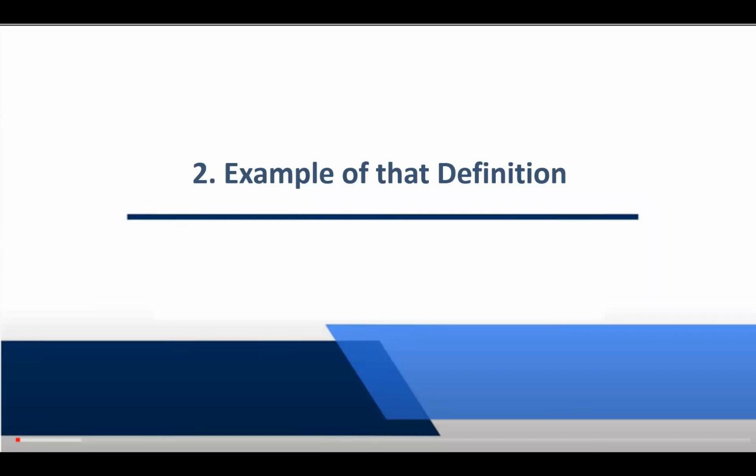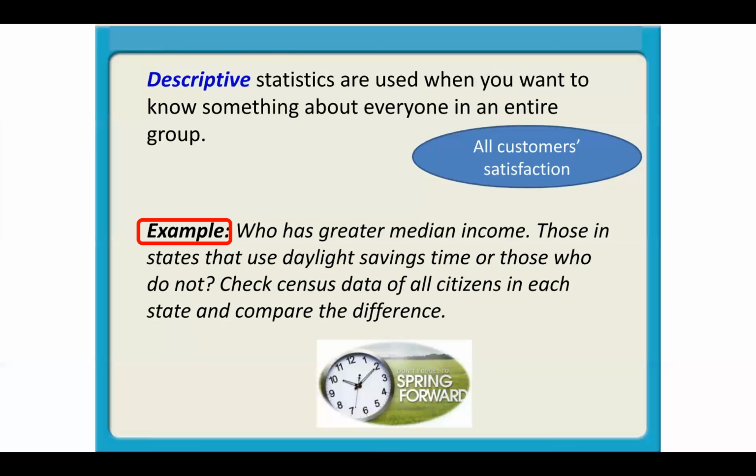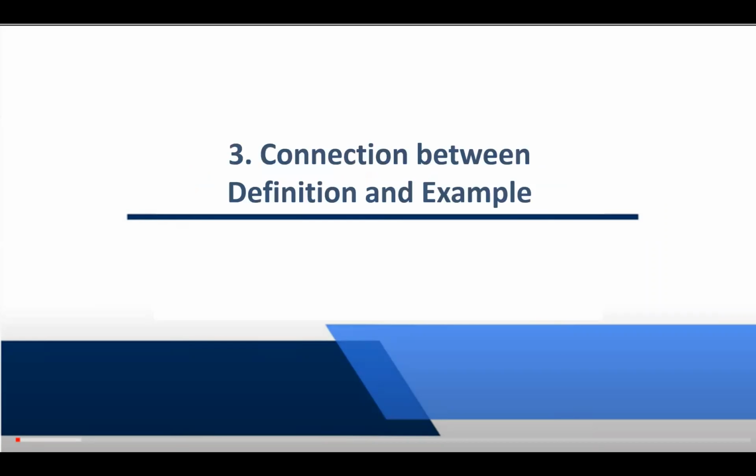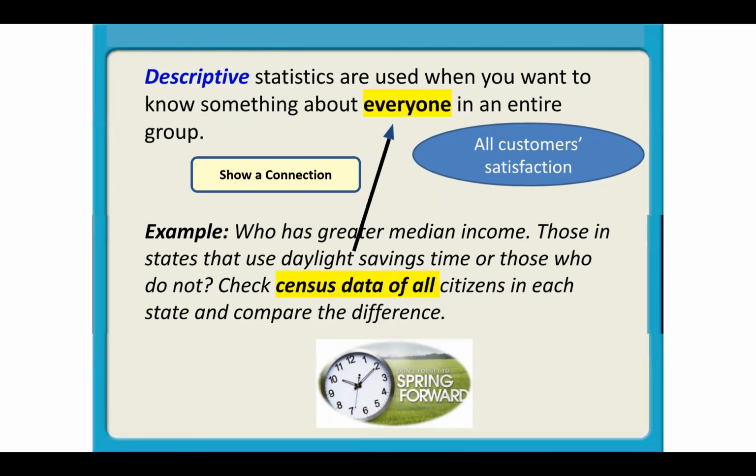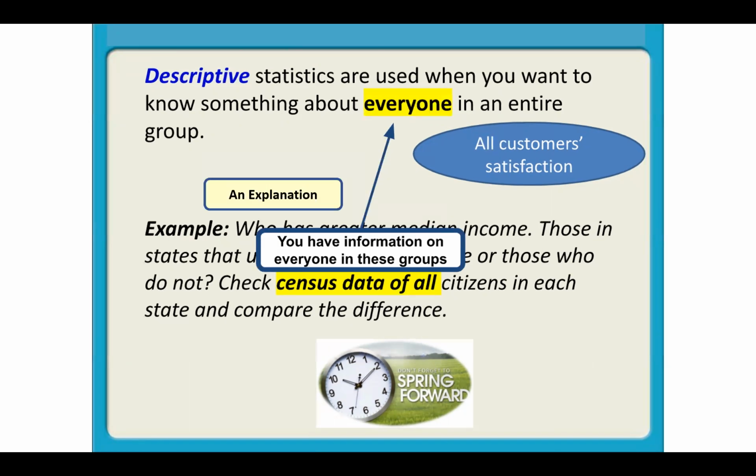Second, provide an example for each definition. Here is an example of the definition for the option descriptive. Third, show the connection between the definition and an example. This includes highlighting relevant conditions or clues in the example and showing a connection to the condition in the example with how it relates to the definition. And finally, providing an explanation.